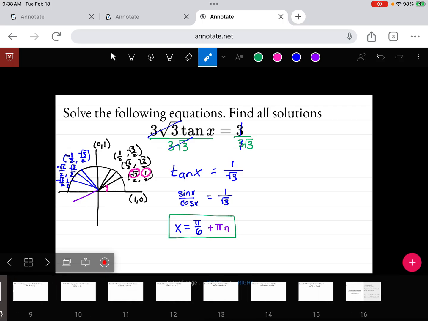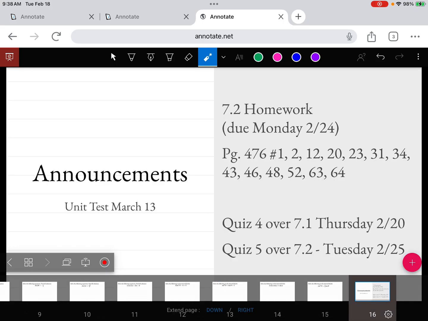So I'm going to put up the homework questions in case you don't have them over there. And this also has our next couple of quiz dates on here, just so that everything's up there and apparent and available.